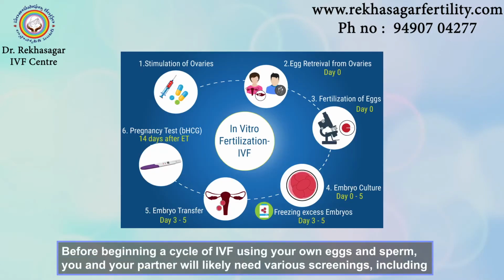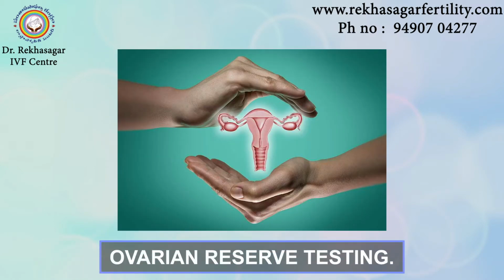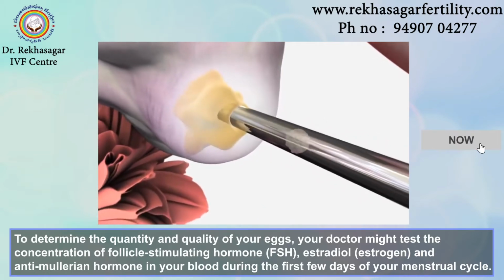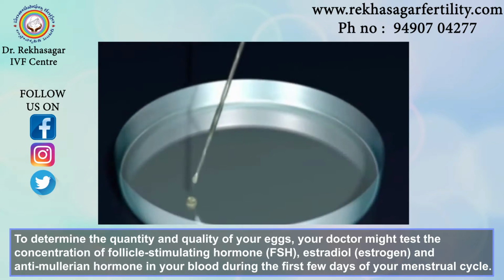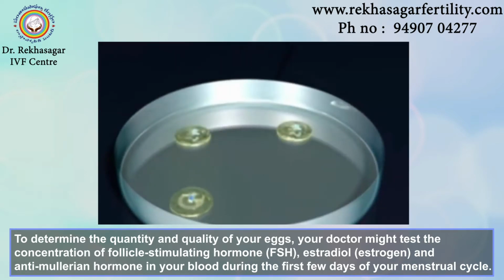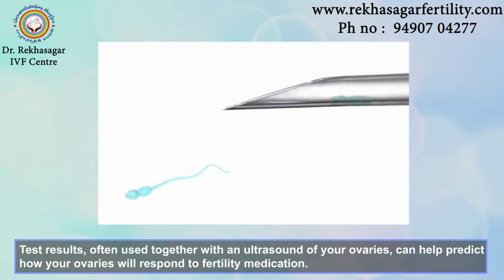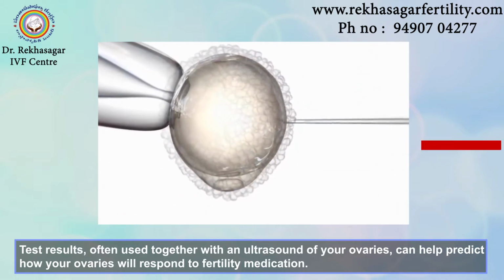Before beginning a cycle of IVF using your own eggs and sperm, you and your partner will likely need various screenings, including ovarian reserve testing. To determine the quantity and quality of your eggs, your doctor might test the concentration of follicle-stimulating hormone, FSH, estradiol, estrogen, and anti-Mullerian hormone in your blood during the first few days of your menstrual cycle. Test results, often used together with an ultrasound of your ovaries, can help predict how your ovaries will respond to fertility medication.